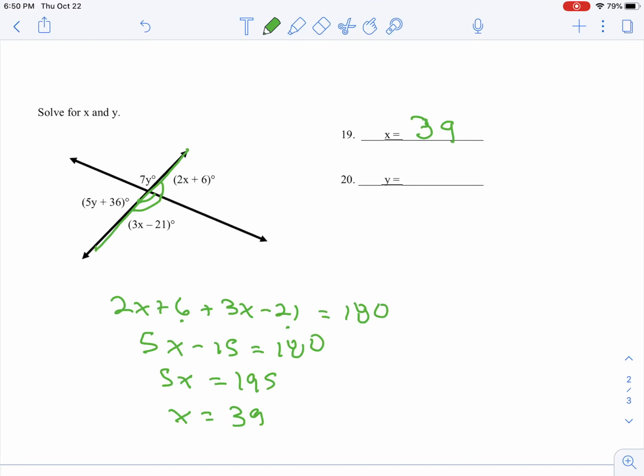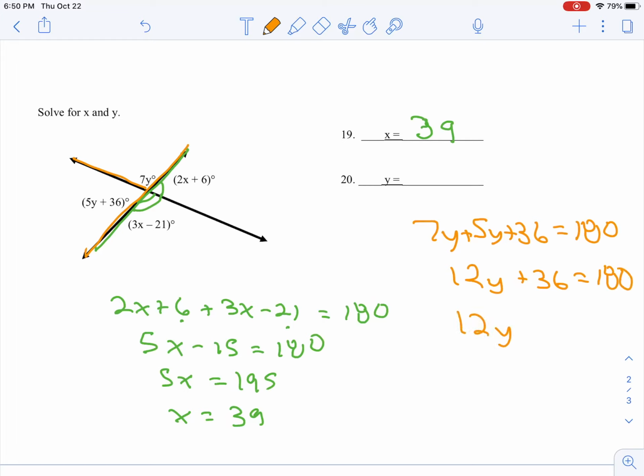Now let's work on the y values. All right, so the y values also right here form a linear pair. So they are also supplementary. So 7y plus 5y plus 36 is equal to 180. Combine like terms. Use the subtraction property of equality to subtract 36 on each side. Divide, division property of equality, and you get y equals 12.